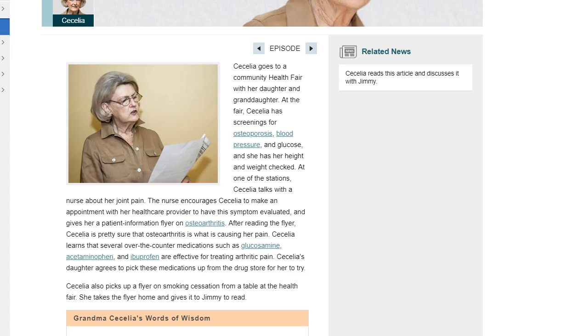Cecilia learns that several over-the-counter medications such as glucosamine, acetaminophen, and ibuprofen are effective for treating arthritic pain, and Cecilia's daughter agrees to pick these medications up from the drugstore for her to try. Cecilia also picks up a flyer on smoking cessation from a table at the health fair. She takes the flyer home and gives it to Jimmy to read.